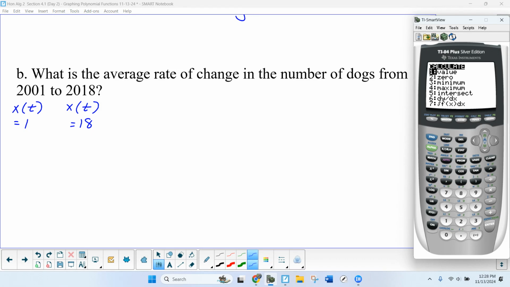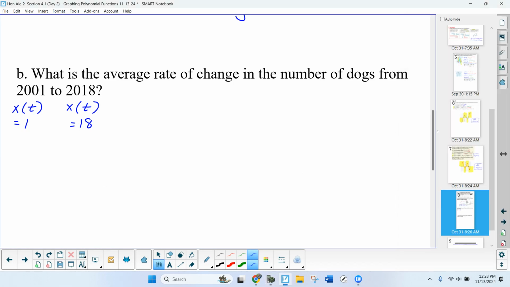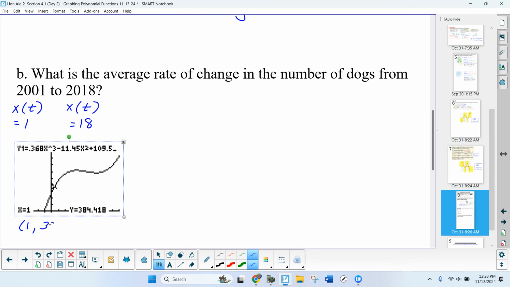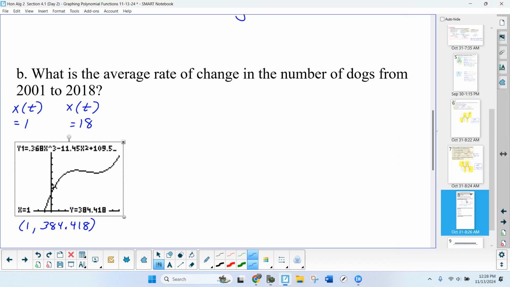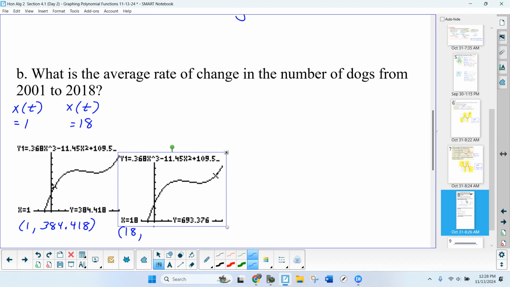Second, calc, value. What do I want x to be in the first one? I want it to be 1. And when I do, I get 384.418. Okay, let's do it for 18. Second calc, value, how about in 2018? What did you guys get? We got 693.37.